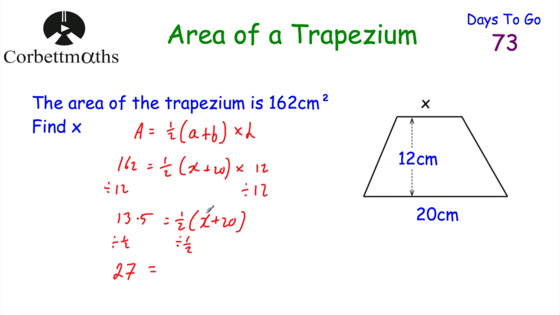And then on this right hand side, we had a half multiplied by x plus 20. We divided by half to get rid of the multiply by half, so we'll just be left with x plus 20. So we've got 27 equals x plus 20. So if we just take away 20 and take away 20, we get that 7 equals x. So it means that x equals 7 centimeters. And that's it. We've found the length of that side. X is 7 centimeters. Fantastic. Let's have a look at our next question.